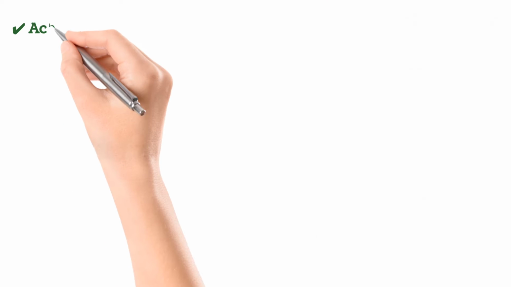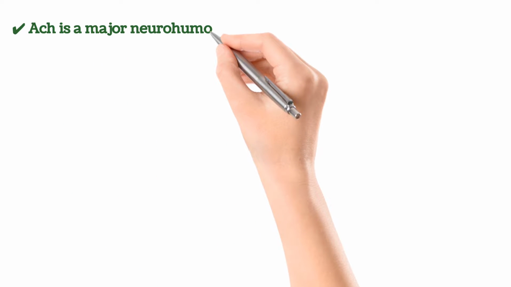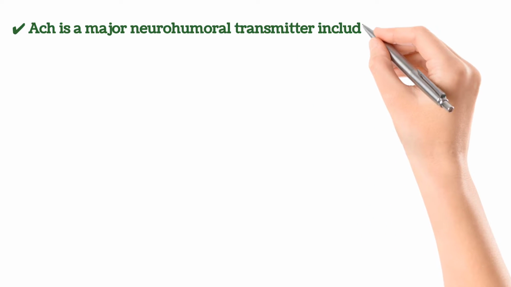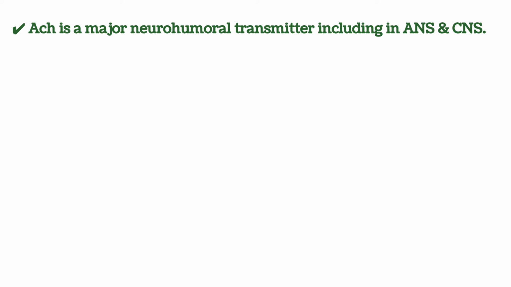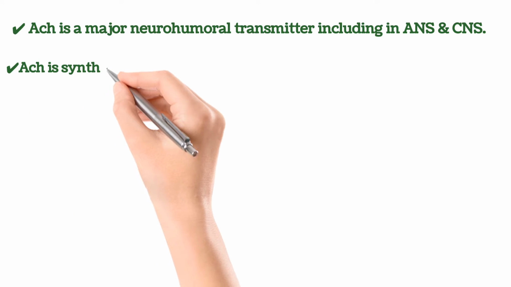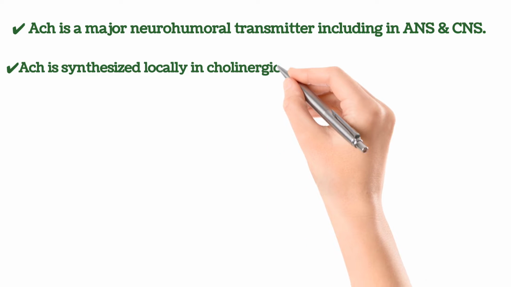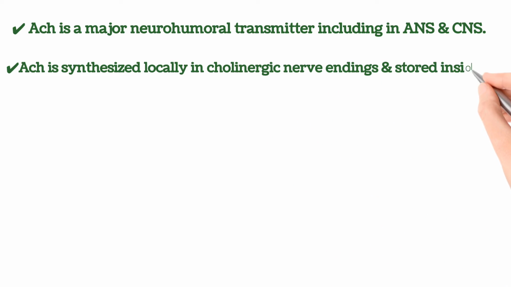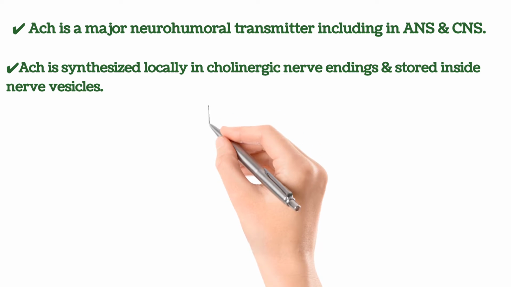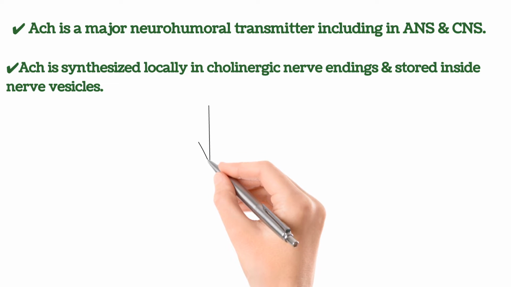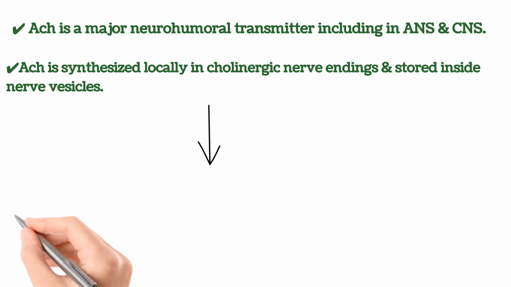ACH is a major neurohumoral transmitter in the ANS and CNS. It is a chemical which transmits the signal from one neuron to another neuron. ACH is synthesized locally in cholinergic nerve endings and stored inside nerve vesicles. Okay, so let us understand the pathway through which it gets synthesized.